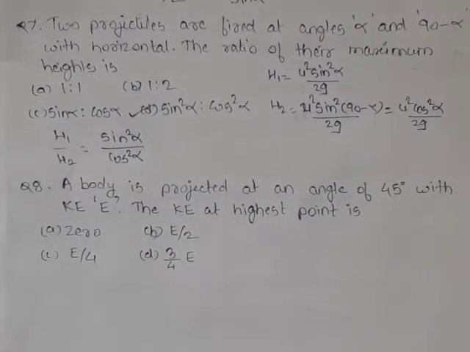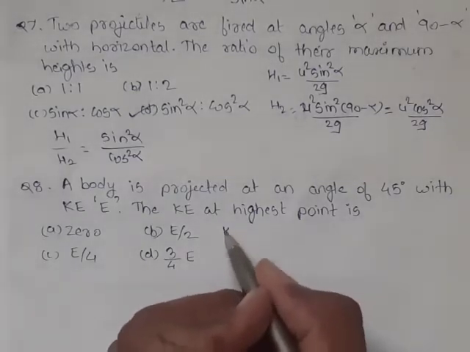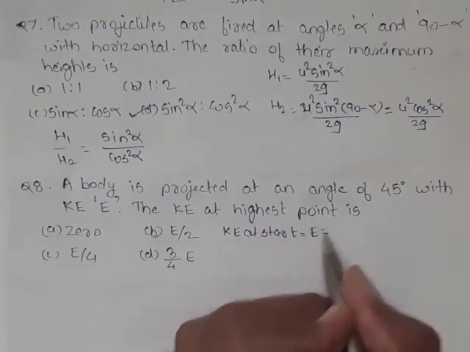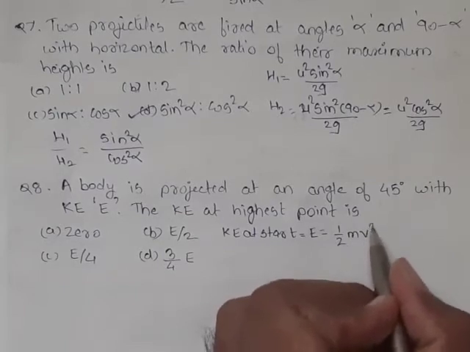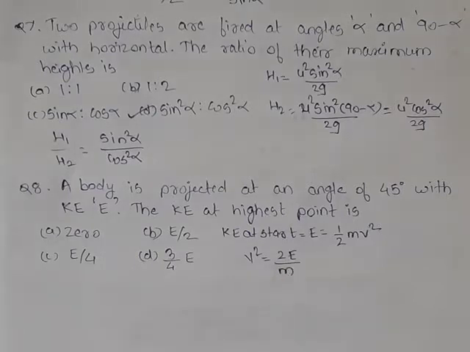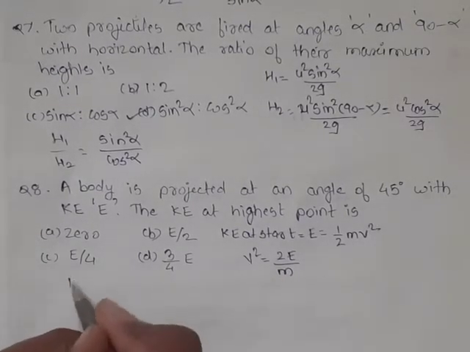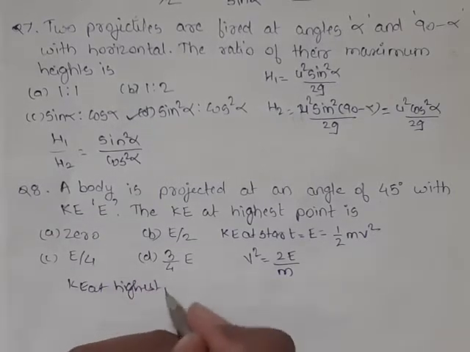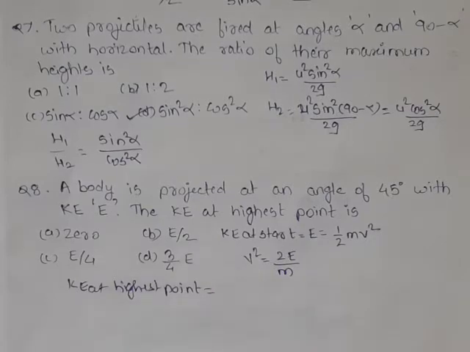Now question 8, a body is projected at an angle of 45 degree with KE equal to E. The KE at highest point is, meaning kinetic energy is asked. So kinetic energy at start is assumed to be equal to E, and it is equal to 1/2 mv square, or we can say v square equal to 2E upon m. Now kinetic energy at highest point. So at highest point the velocity becomes only Vx, because the y component of velocity is equal to 0.